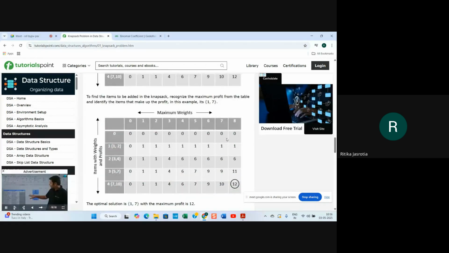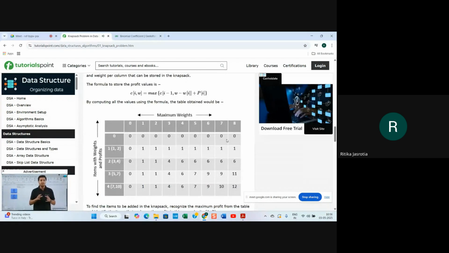How have they calculated it? Maximum of C[i-1][w], C[i-1][w - wi] plus Pi.